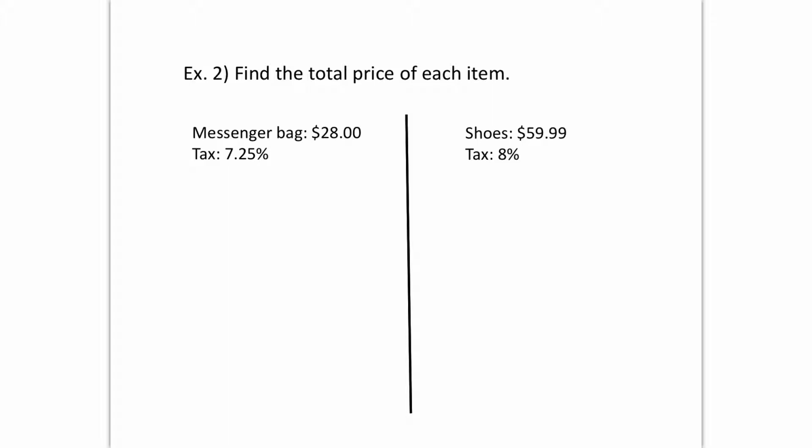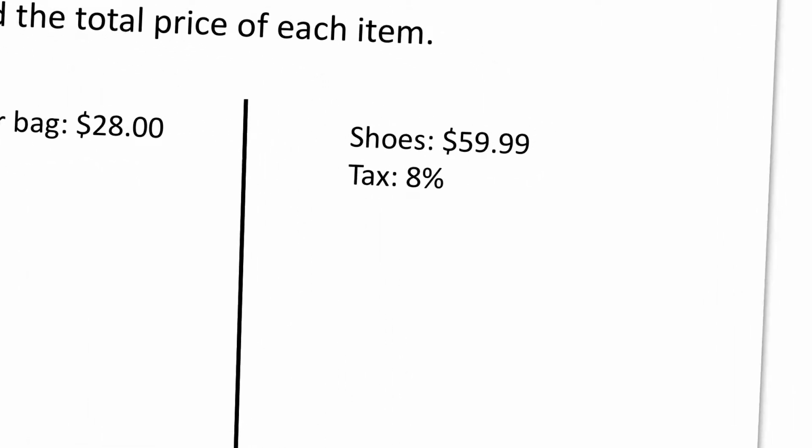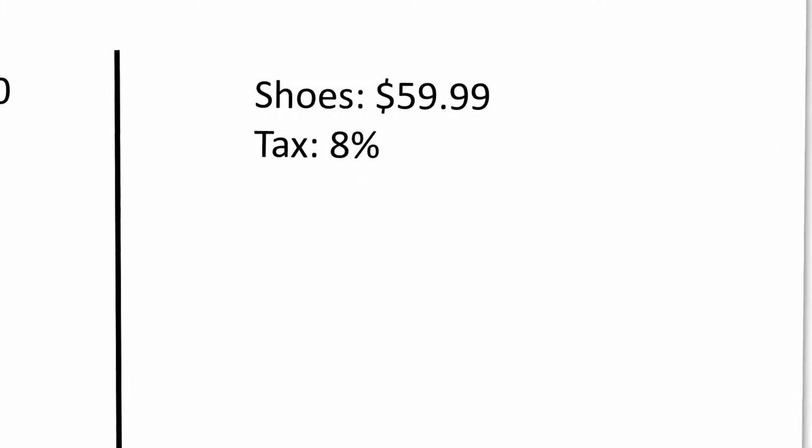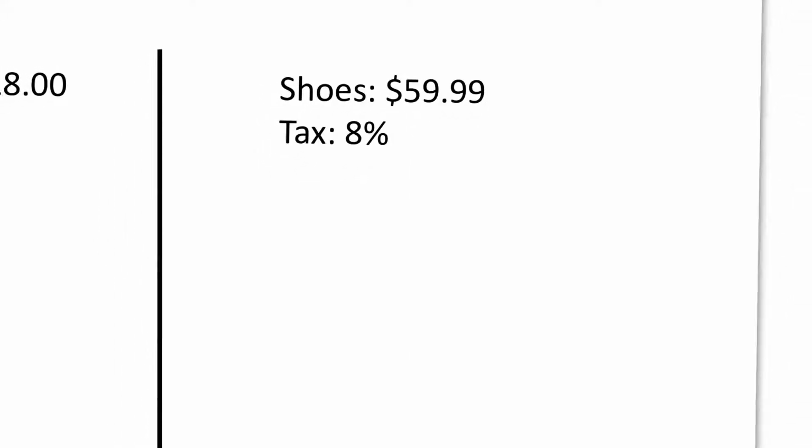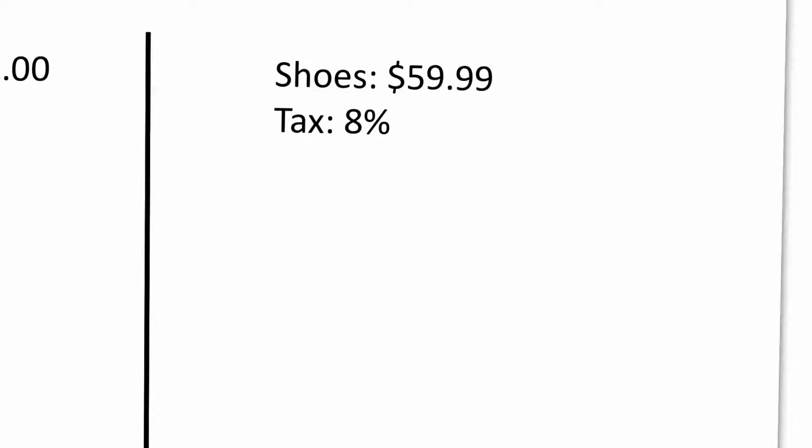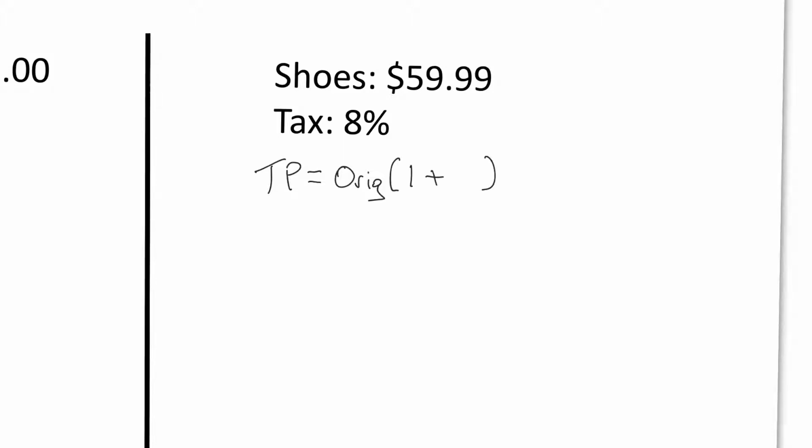So let's try this example. You want to find the total price, and I'm just going to go to this item here. You have a pair of shoes, $59.99, and you have to pay sale tax of 8%. So that means that you are going to pay a little bit more than $59.99. So the formula will be the total price will be my original price times the quantity of 1 plus the rate. Now let me show you what to do with the rate.